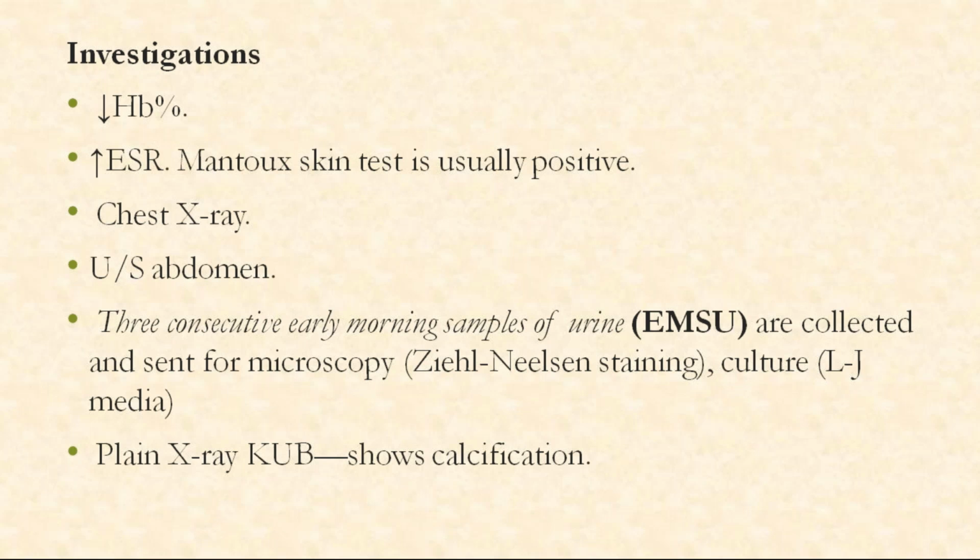And microscopically, you can also detect by doing a Ziehl-Neelsen staining. So urine samples should be collected and sent for microscopic examination as well as culture for tuberculosis organisms. I already told you about the plain X-ray of the abdomen, or KUB, kidney, ureter, bladder. Sometimes calcification can be seen either in the kidney, the ureter, or the bladder. Okay, these are the investigations to be done.